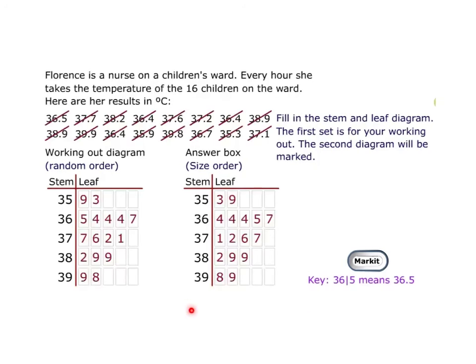Okay, so this is what your final stem and leaf diagram should look like. And if you look at the key, 36/5 means 36.5. It's really important that you remember that leaves can only be one digit.